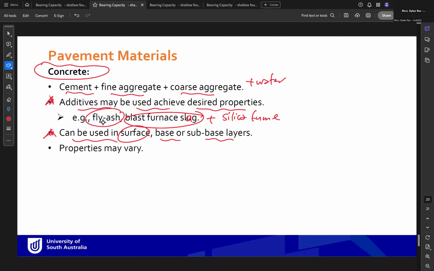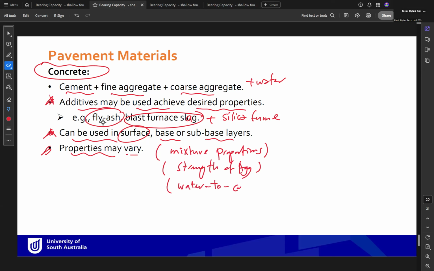The properties of concrete may vary due to mixture proportions, strength of aggregate, and water to cement ratio. A lot of parameters affect the concrete properties. So depending on the application, or what the loads on the road are, this will affect the design of the concrete.